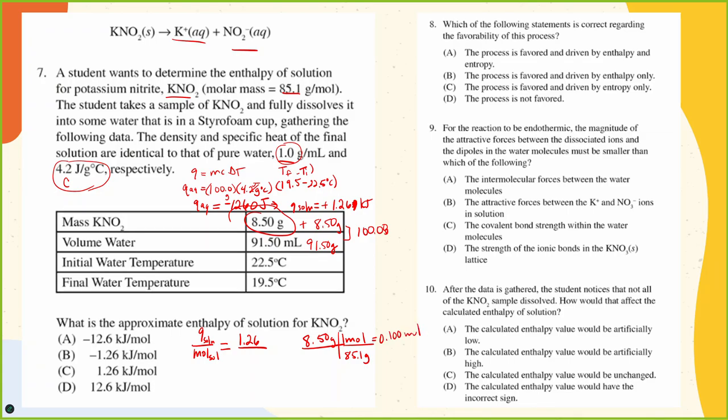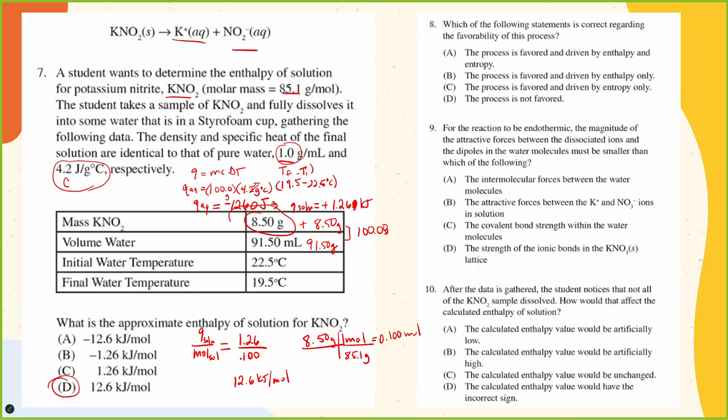So basically this divided by 0.1 should have made it 12.6 kilojoules per mole. And it's positive because we know that it's endothermic because the temperature decreased. So the answer then is D, like so.